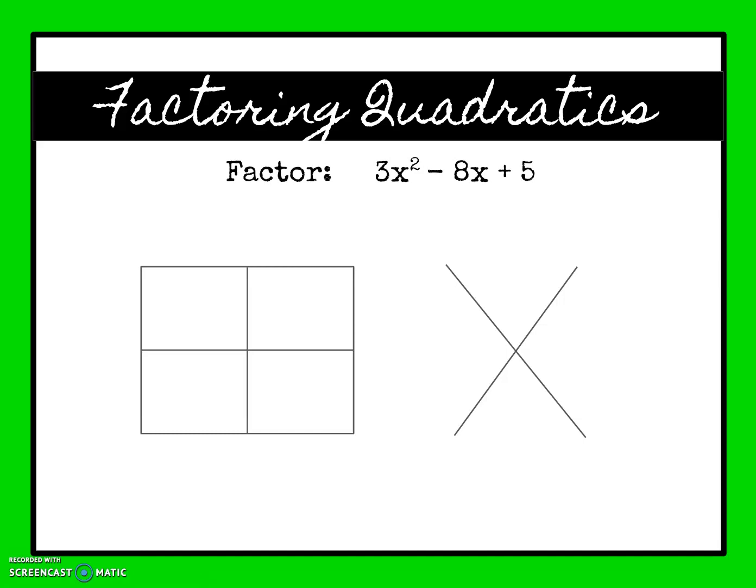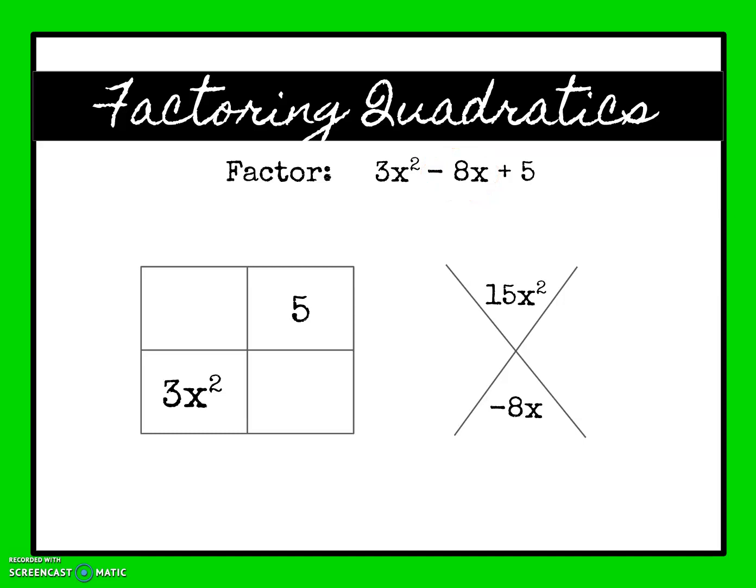Last one, I wanted to throw one in here with a negative, so we can see what happens with that. 3x squared and 5 go in the corners, looking for the product of my diagonals, which is 15x squared, that add to negative 8x. So this time I have negative 8x. So if I have two numbers that multiply to give me a positive, but add to give me a negative, that's going to tell me that both of those factors are going to be negative, because a negative times a negative is a positive, and a negative plus a negative is going to be a negative.